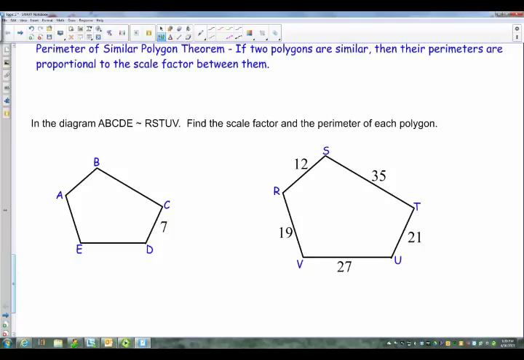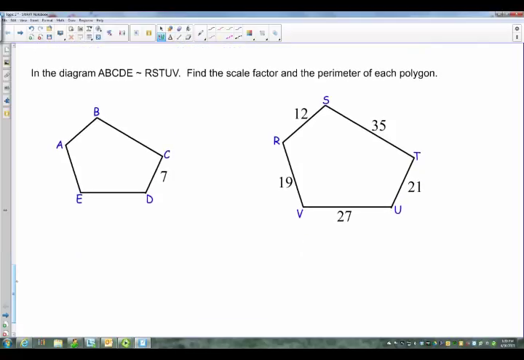Alright, so let's see how this helps us. It says, in the diagram, ABCDE is similar to RSTUV. Find the scale factor and the perimeter of each polygon. For ABCDE, we know CD. CD is right here in our similarity statement. If we compare that to the second similarity statement, it is TU, and TU is 21. So those two are the corresponding sides. Now if you set that up to find the scale factor, you've got 7 over 21, which is 1 to 3, or 1/3. That's your scale factor.